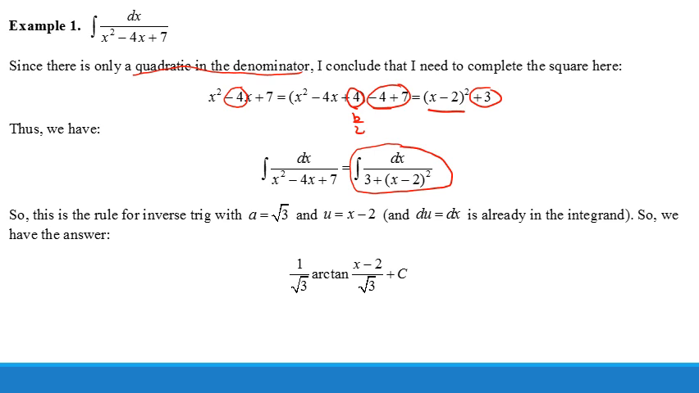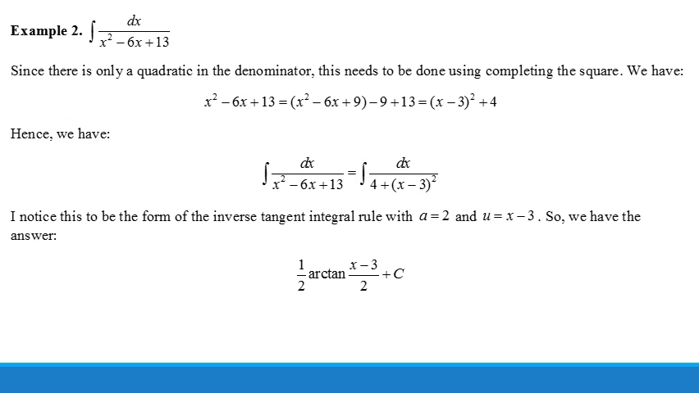Okay, so where a squared is going to equal 3, and u squared is going to equal x minus 2. So that's going to mean that a is equal to the square root of 3, u is going to equal x minus 2, which means that du is going to equal dx, and you see dx is already in the problem right there. Okay, so the answer, remember the rule for arctangent is 1 over a, so this right here is my a, arctangent of u over a plus c. Okay, and so you see the final answer clearly there.